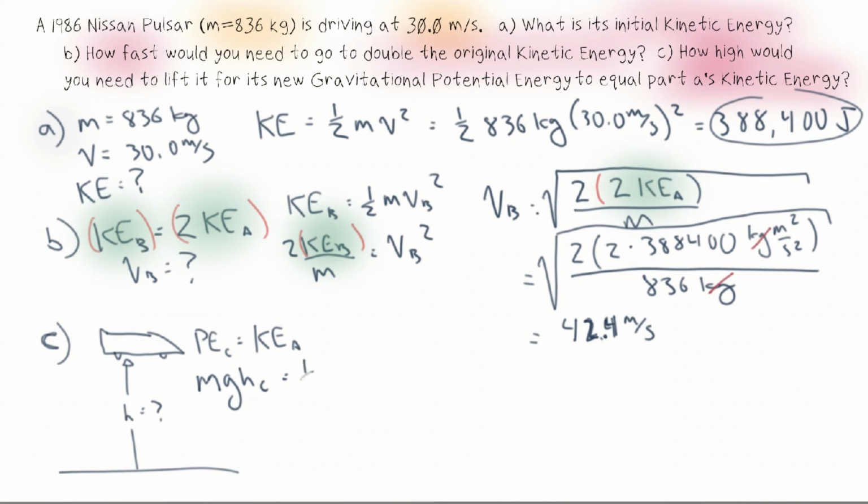In this case, we know that the potential energy equation is mgHc, and then we have 1/2 mVA squared. Okay, so we technically have a choice here. We already know the value for the kinetic energy. We solved for it in part A. So we could just plug that in right now.